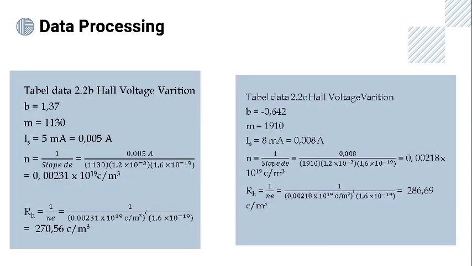Lastly, in this experiment of Hall voltage variation at the variation of 5 mA and 8 mA, we have to search the formula or the processing data of carrier density and the Hall constant, as you can see the result and the formula on it.